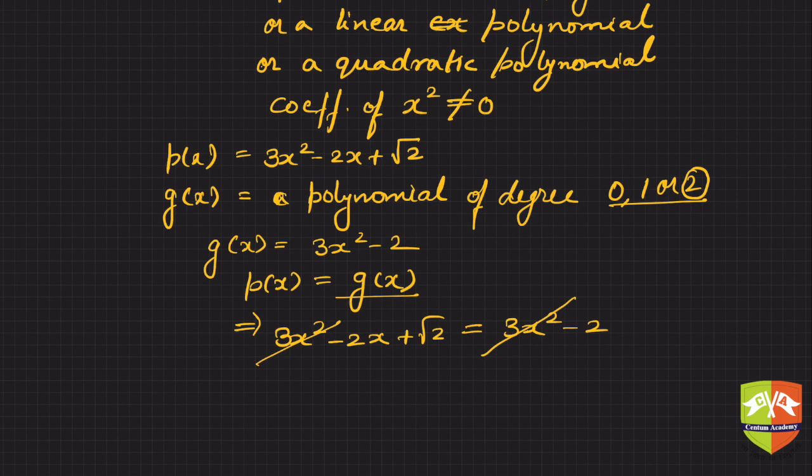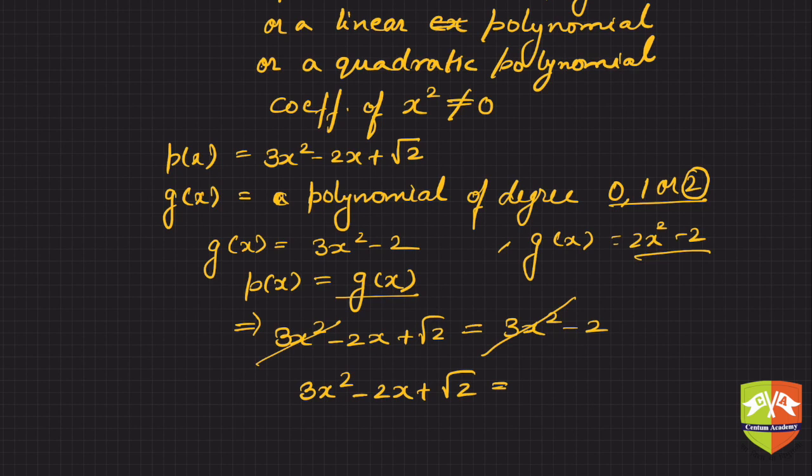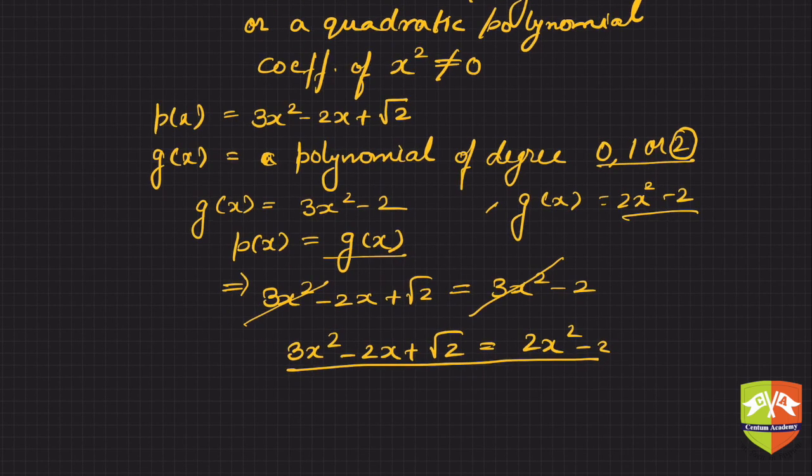So you can't equate p(x) to another quadratic g(x) such that the coefficient of x² gets eliminated. However, if g(x) was, let's say, 2x² − 2, then you can do this. Then you can equate p(x) to g(x). So I can now write 3x² − 2x + √2 = 2x² − 2. So this is definitely a quadratic equation, right?